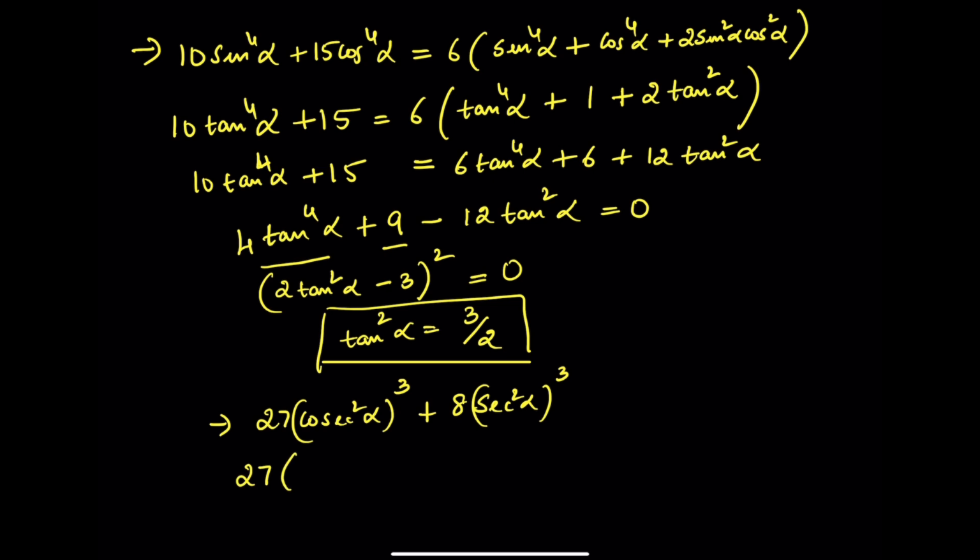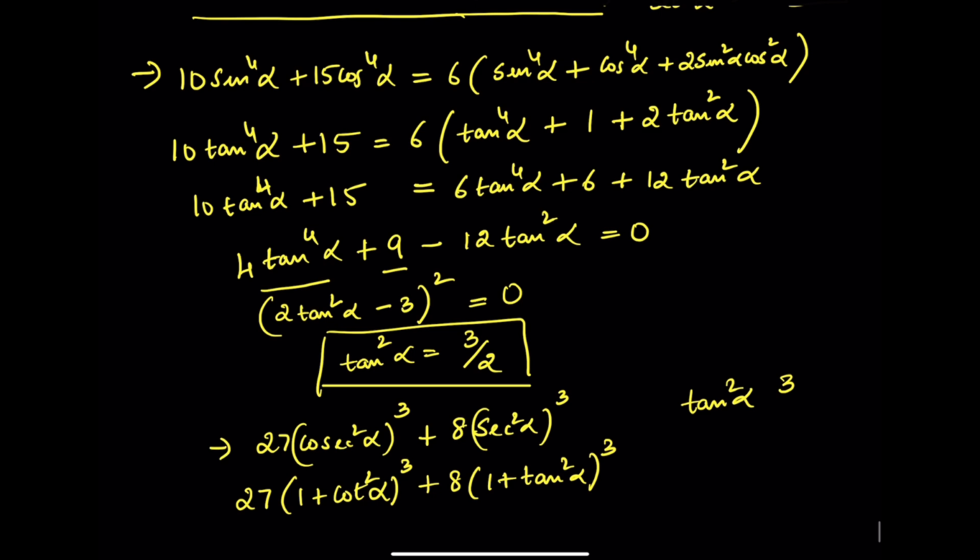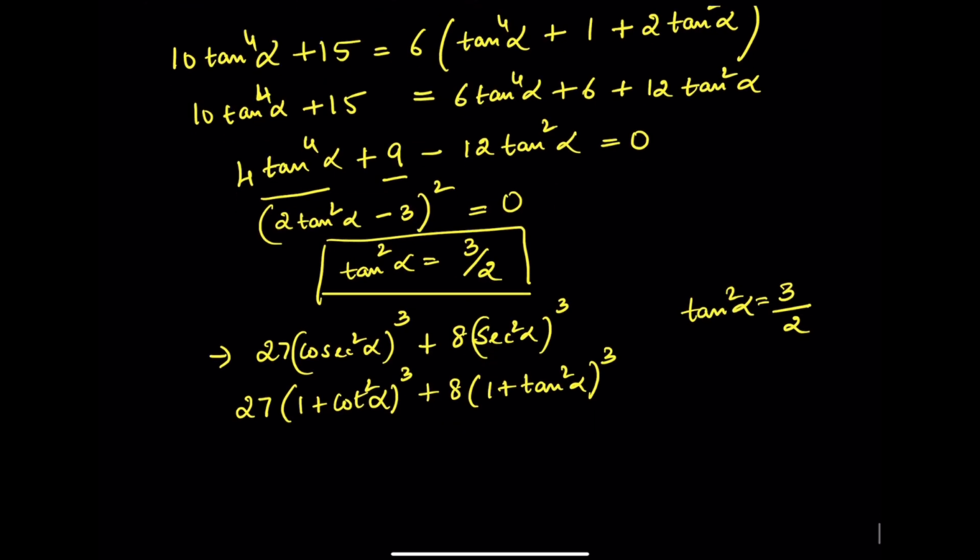So now we are applying the trigonometric identity here. So this will be 27 times (1 plus cot square alpha) the whole cube plus 8 times (1 plus tan square alpha) the whole cube. Now we know the value of tan square alpha. We found that out to be 3 by 2. So if tan square alpha is 3 by 2, cot square alpha would be 2 by 3. It's just the inverse. So this will be 27 times (1 plus 2 by 3) the whole cube plus 8 times (1 plus 3 by 2) the whole cube.